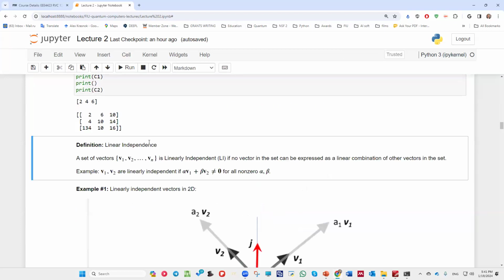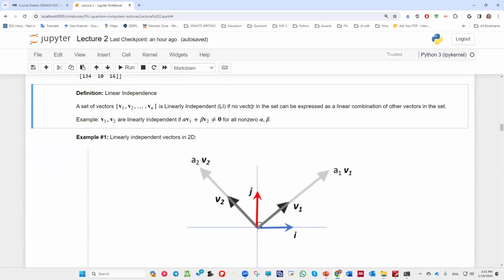Okay, so this brings us to the concept of linear independence. So very important point. A set of vectors, and the sets of vectors we show in this figure brackets, right? So a set of vectors is linearly independent if no vector in this set can be expressed as a linear combination of other vectors in the set.